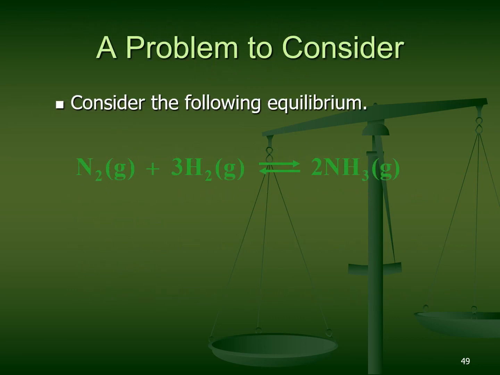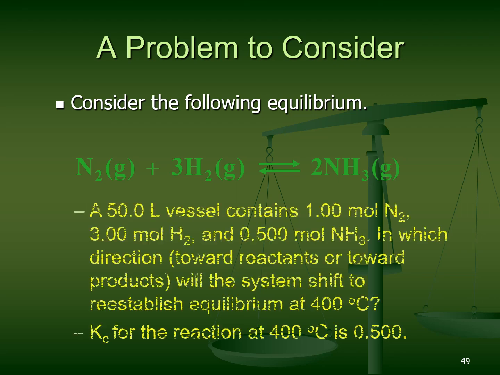So let's do an example. N2 plus 3H2 gives us 2NH3. We have a 50-liter vessel. We have 1 mole of N2, 3 moles of H2, and 0.5 moles of NH3. First of all, is this at equilibrium? And if not, which direction, toward reactants or toward products, will the system shift to get to equilibrium? The Kc for this reaction is 0.5, so that's important to know.